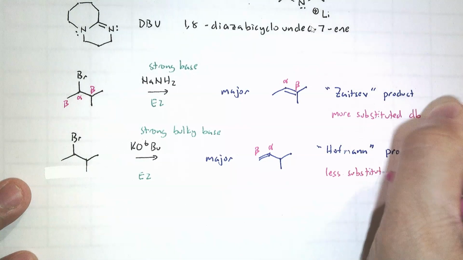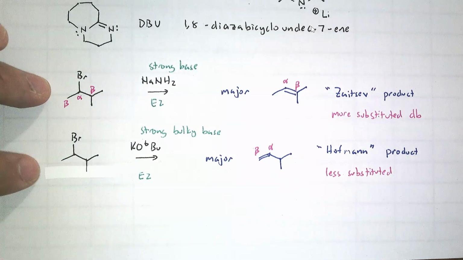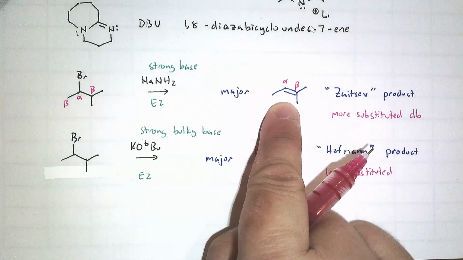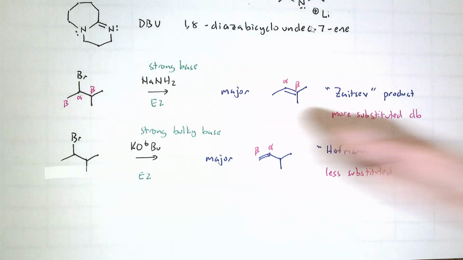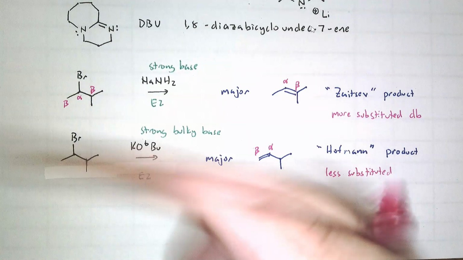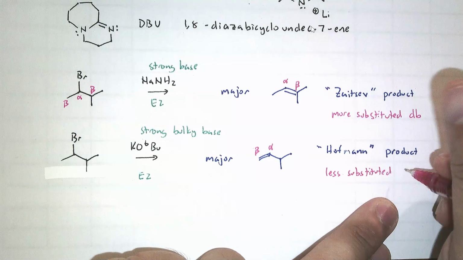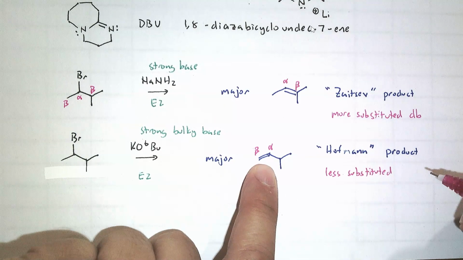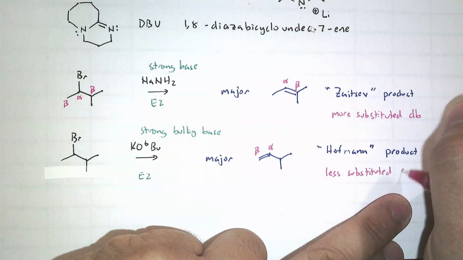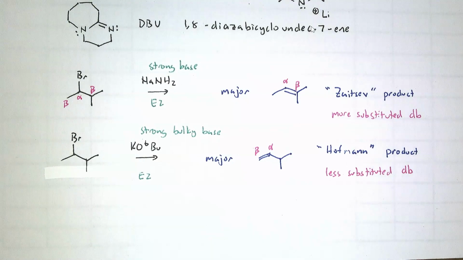Now there are reasons why, when you have an alkyl halide, you may want the Zaitsev product. And there are other reasons why you may want the Hofmann product. It just depends on what you want your molecule to do. Maybe it's more reactive when the double bond is on the end. So this is a less substituted double bond. Okay?